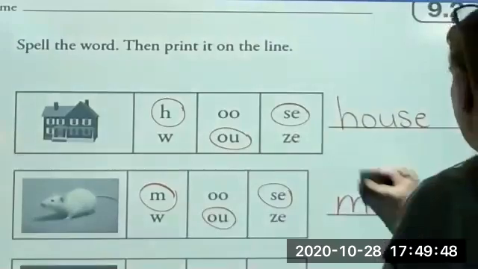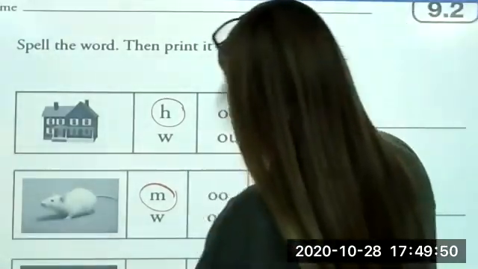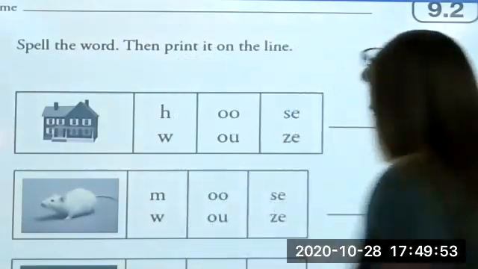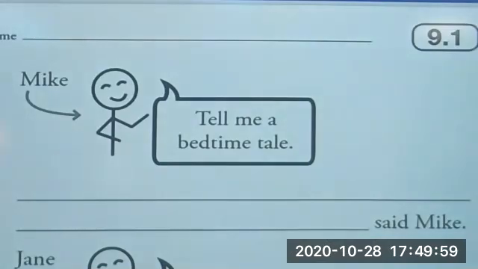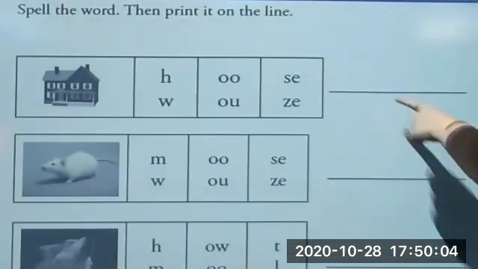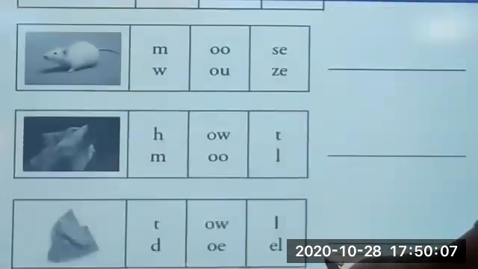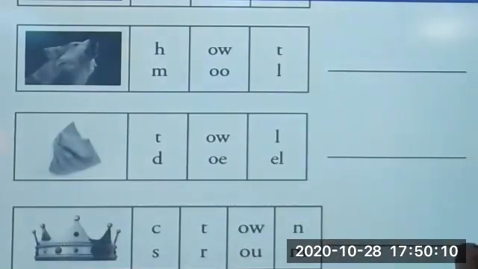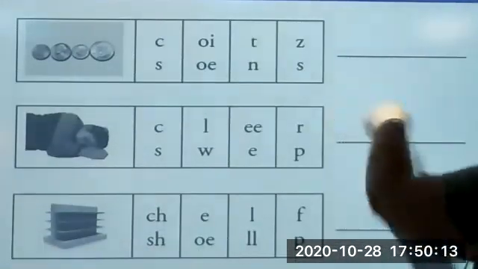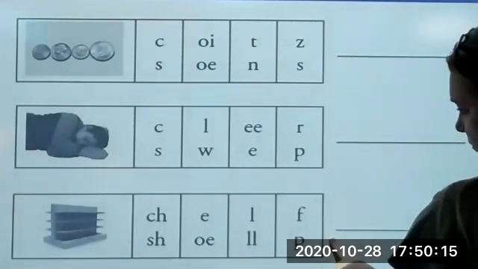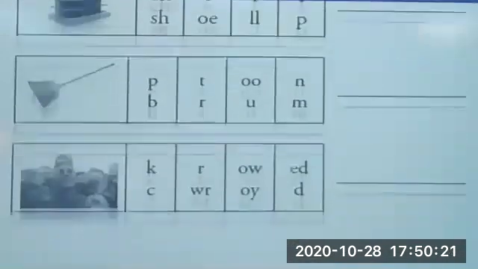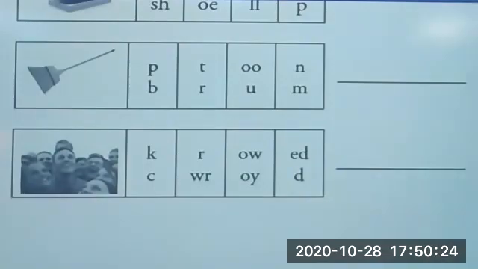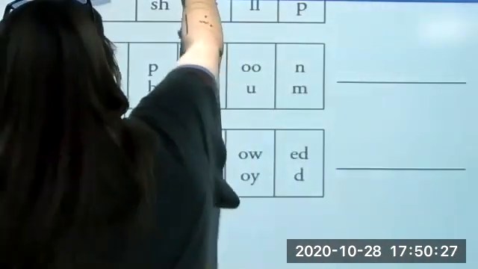Now these are all together. Please do not just do the first one and then leave the others blank. So we did this one together. You're going to do this on your own, but then there are 2 more pages, okay? We have house, mouse, howl, towel, crown, coins, sleep, shelf, broom, and crowd, okay? So let me show you for your work today.